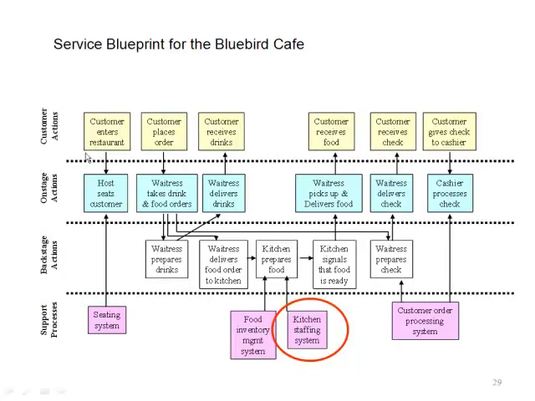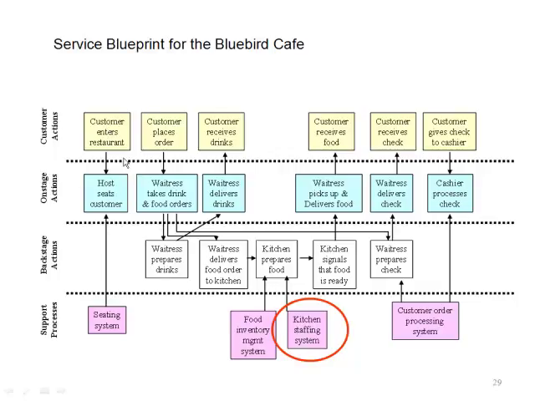Okay, first of all, I started to think about which of the boxes I showed before represented customer activities. Well, we have the customer entering the restaurant, they place an order, they receive their drinks, they receive their food, they receive the check, and they give the check to the cashier. So these are all things that the customer is expected to do. For every one of these customer actions, we have an on-stage action. That is something that's being carried out by the business. The host is seating the customer. The waitress is taking their drink and food orders. They're delivering the drinks, they're picking up and delivering the food, they're delivering the check, and then the cashier is processing the check.